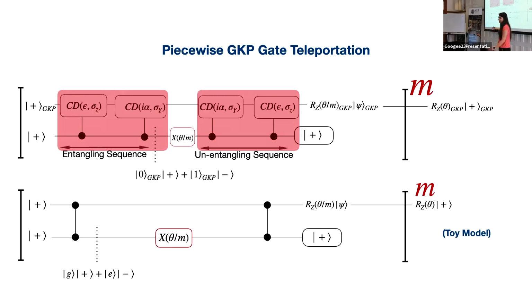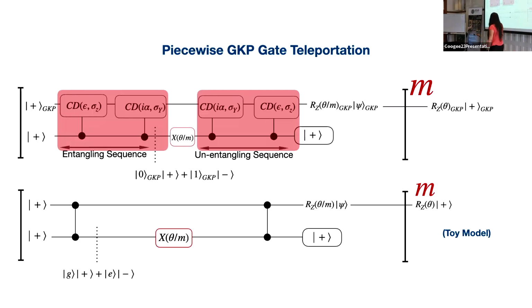G plus E minus. I said that G, E are my 0, 1 for the qubits. And then I apply my x of theta over m. Then I do the unentangling bit by control Z operation. And then I reset the qubit. So this is the toy model we can sort of use to explain whether this piecewise application would work or not.